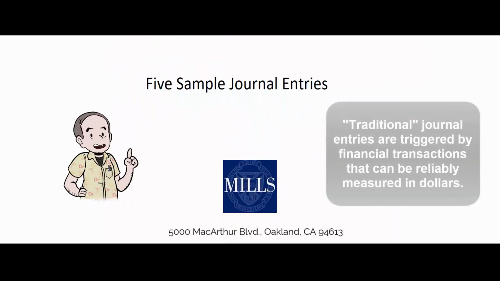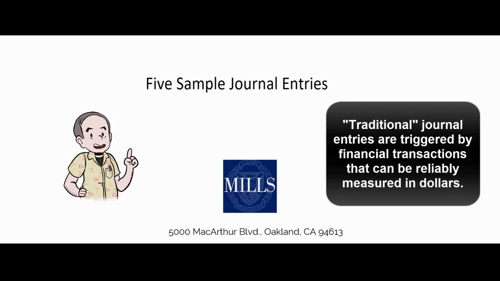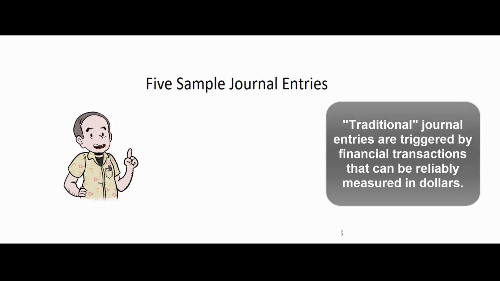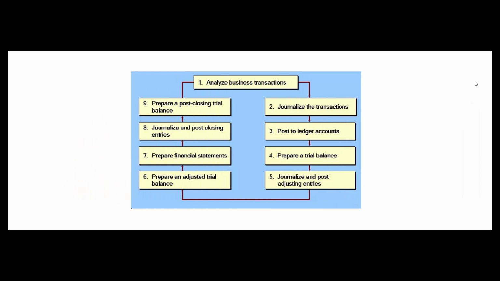Let's do five sample journal entries, because we need to have a really good handle on traditional journal entries before we start on adjusting journal entries. Big picture, we're talking about the accounting cycle. So we analyze a business transaction. Is there something that can be reliably measured in dollars? If so, we record that transaction using a journal entry.